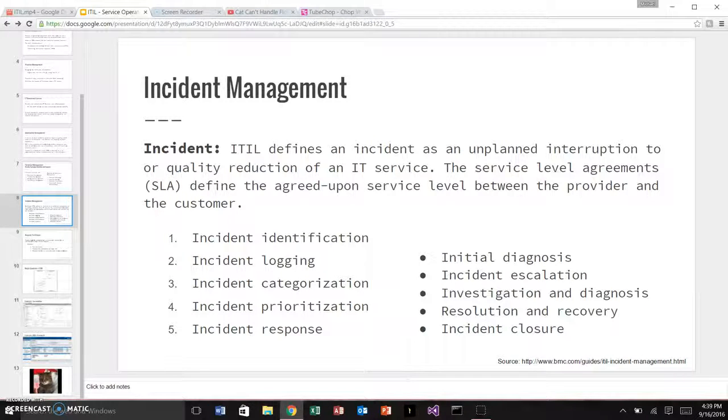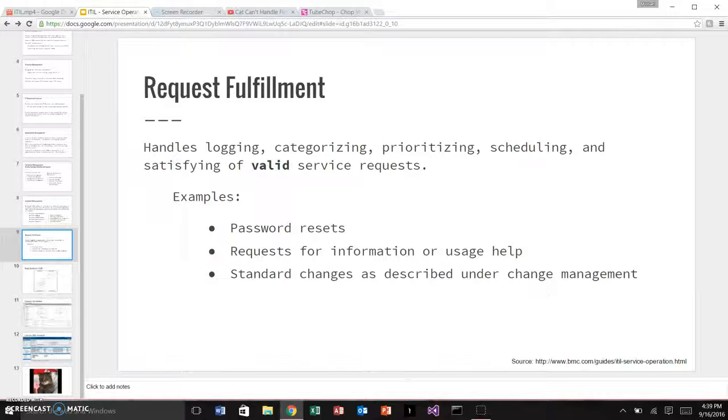The next thing I want to talk about is request fulfillment, quickly. It handles the logging, categorizing, prioritizing, scheduling, and satisfying of valid service requests. Meaning that if people bring in a request, it needs to be valid. It can't be out of scope or not reasonable. But if it's valid, then we need to log it, and we need to be able to fulfill those requests.